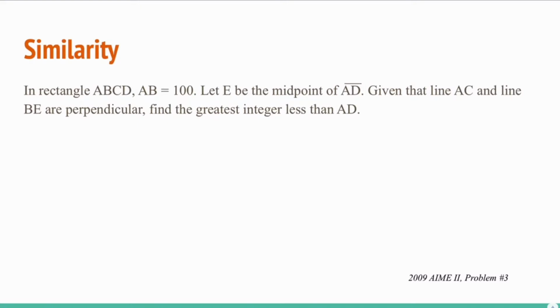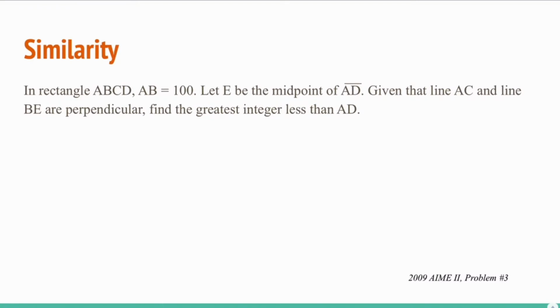Let's start with the problem that involves triangle similarity. In rectangle ABCD, AB equals 100. Let E be the midpoint of AD. Given that line AC and line BE are perpendicular, find the greatest integer less than AD.